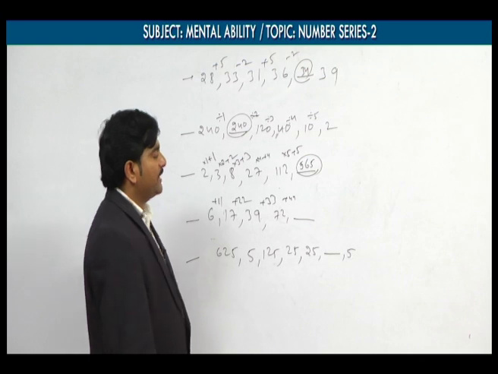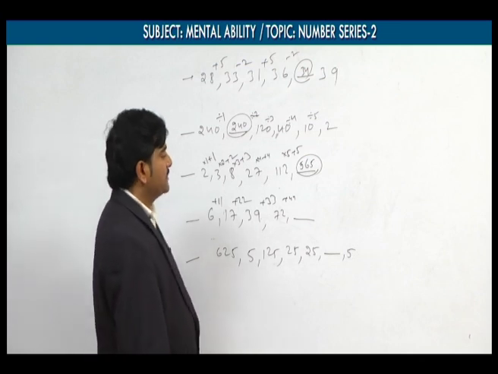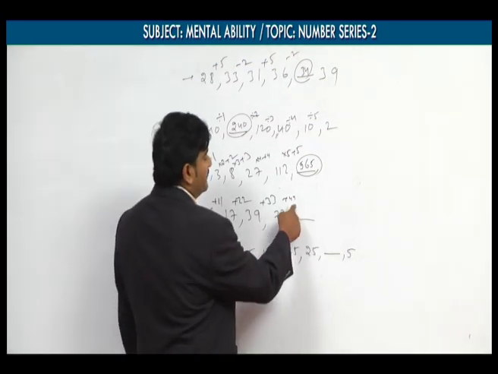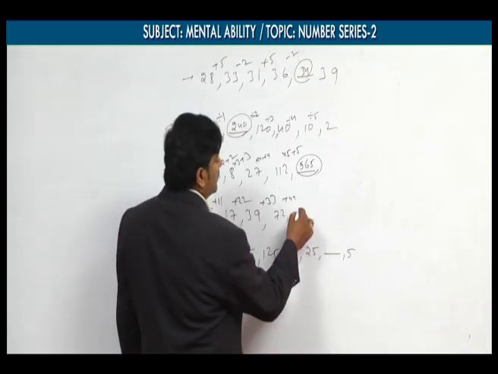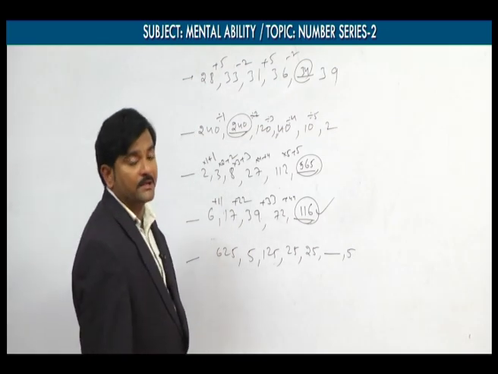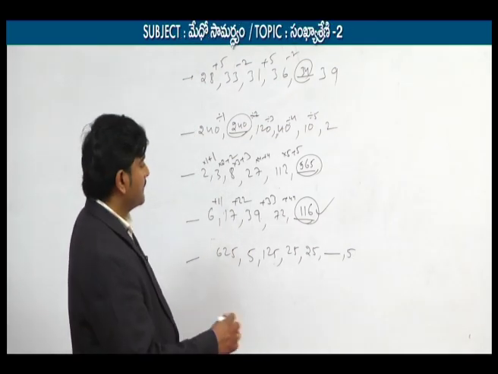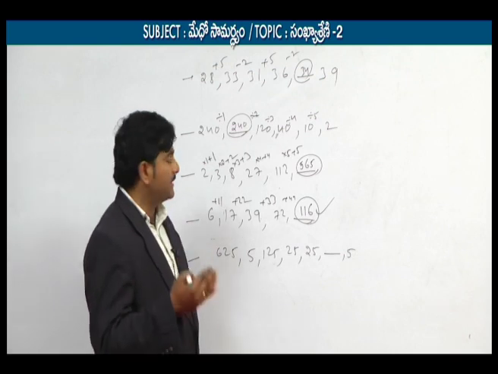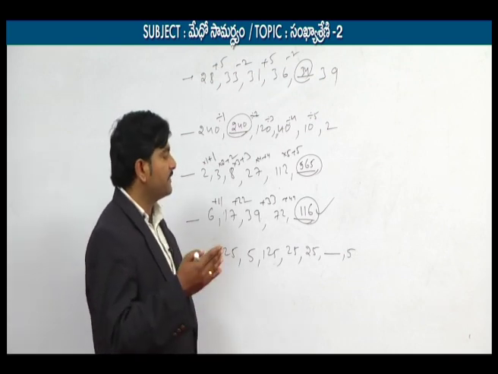+44. 72 plus 44, how much? So it is obviously 70 plus 40, 110, 2 plus 4, 6. Therefore 116 is our required answer. Okay, that is the concept. +11 +22 +33 +44 and so on.